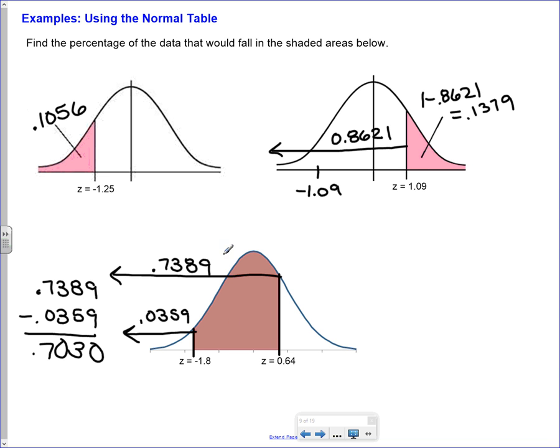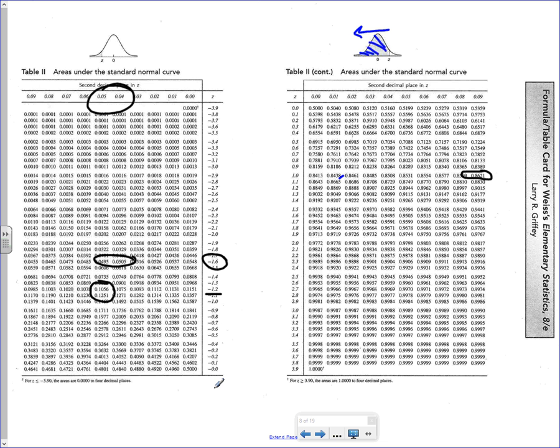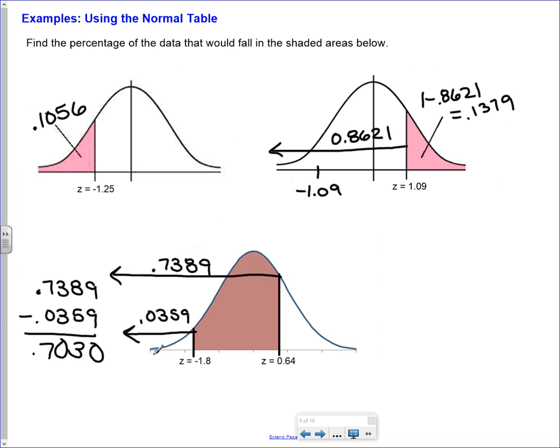You might also have a situation like this where we're trying to find an area between 2 points. In that case, we need to look up both points in the chart, and then we can subtract these values to get what's left over in the middle. Okay, so we would look up negative 1.8. So negative 1.8 would just go right here, 0.0359. We get that there.